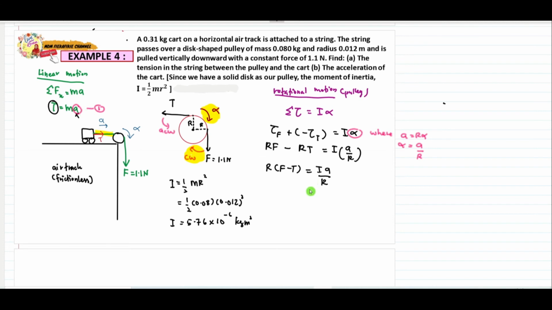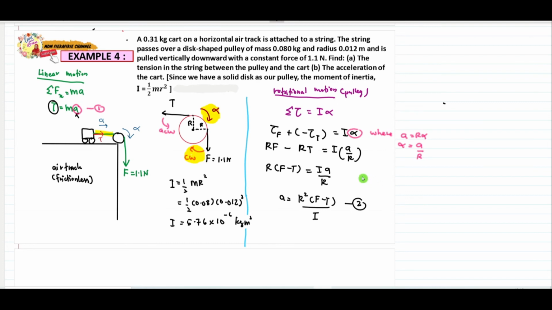Since in equation number 1 we don't have the value A, I want to rearrange the equation from total torque is equal to I alpha until we get an equation of A. So A is equal to R squared times F minus T, over I. So this is equation number 2. Now we can solve.